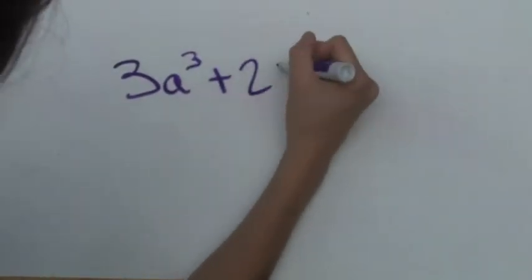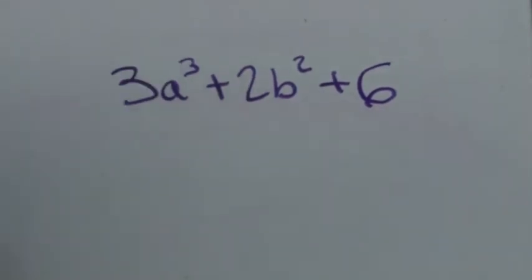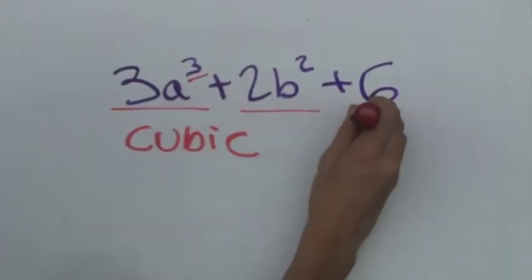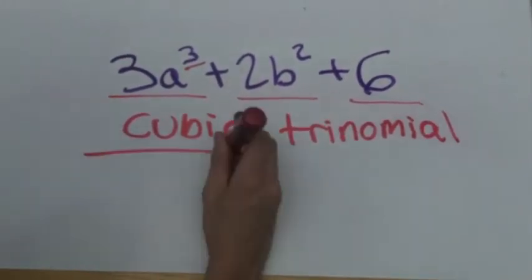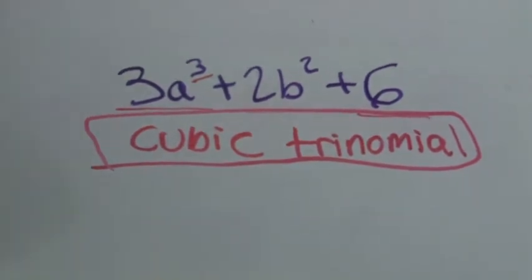If we look at this example, we can see that the highest exponent is a 3, so it's cubic. And because there are 3 terms, it's a trinomial, so it's a cubic trinomial.